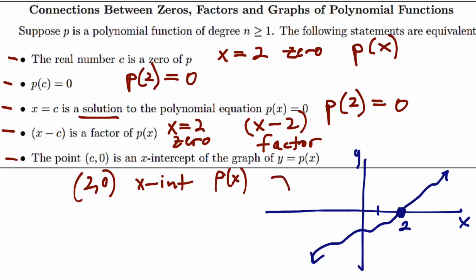So this graph illustrates that. If 2 is a zero, then the point (2, 0) lies on the x-axis. It is a solution, it is an x-intercept, and it is a zero. Sometimes you'll also hear it called a root. And the most important thing that we're going to deal with today is that if you've got a zero, x equals 2, you have a factor x minus 2.